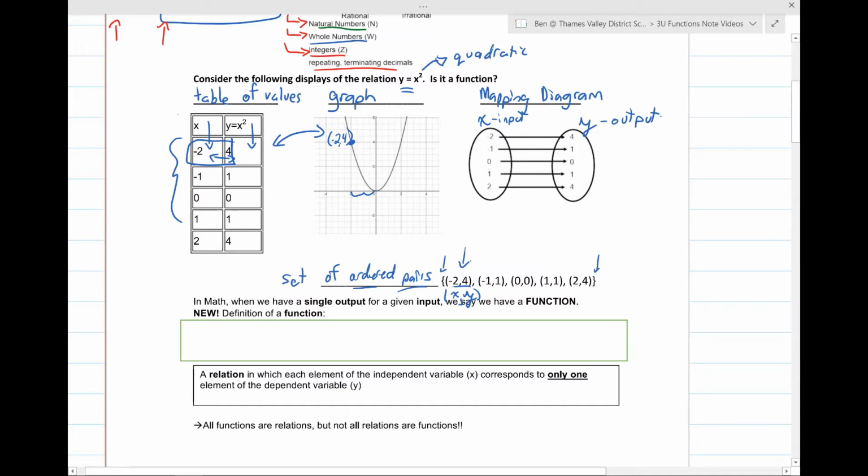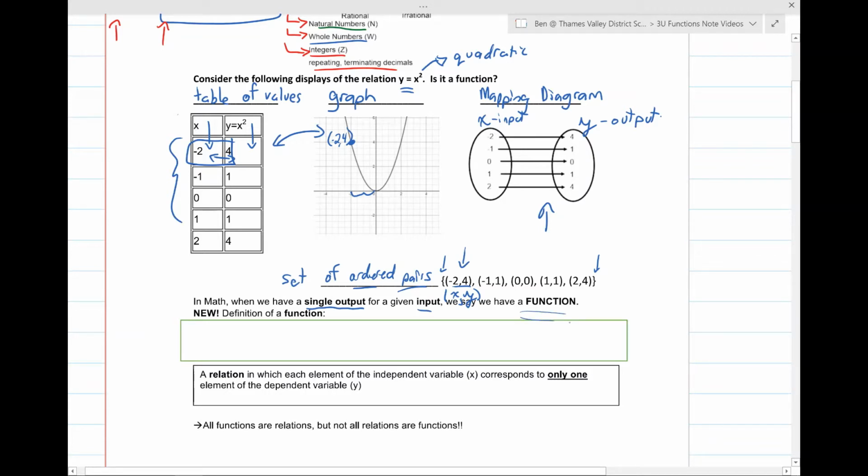Now in math, when we have a single output for a given input, and that's important, a single output for a given input, we see that's what we have up here. So for each input, -2, there's only one output, right? Input -2, output 4. There are not multiple outputs for that one input, and that means for each x value, there's only one y value. When we have that, we say that we have a function.